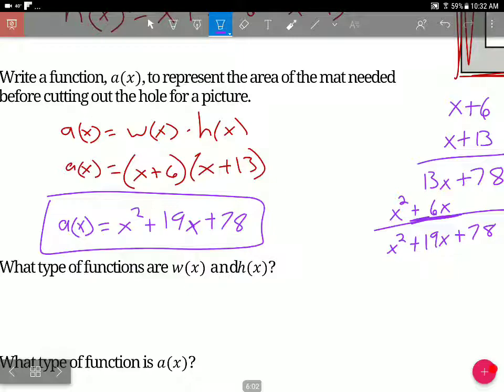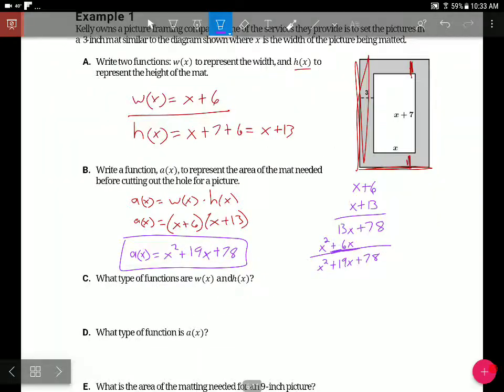All right. Any questions on this so far? Anybody got a problem? All right, so what type of functions are W and H? They want to know what kind of function these two right here are. Are they lines? Are they quadratics? Are they cubics? They're lines. They're just x's, so they're linear.